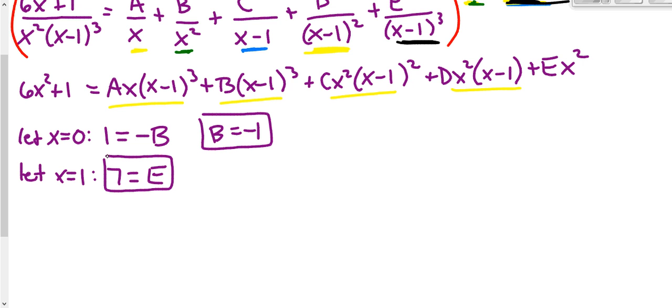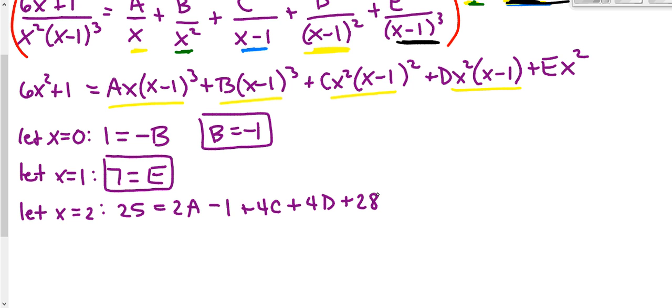Excellent. Okay, we're out of fantastic choices for x. Now let's do some pretty good choices for x. How about if x equals 2? Now I'm going to speed this up a little bit, just for the sake of time. If x equals 2, we get 25 equals 2a minus 1. Remember, we know the value of b, and we could substitute it in that second part, plus 4c plus 4d plus 28.